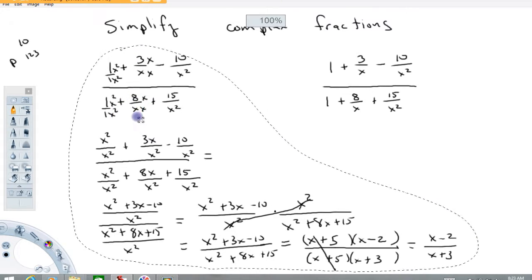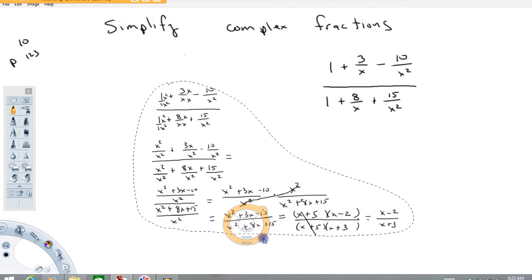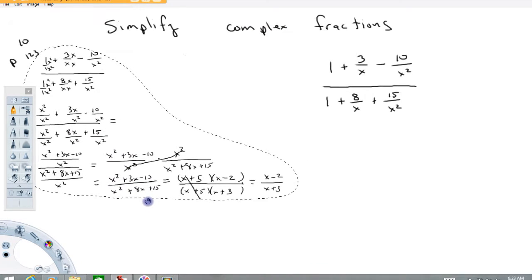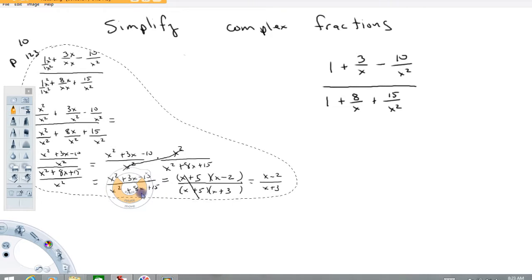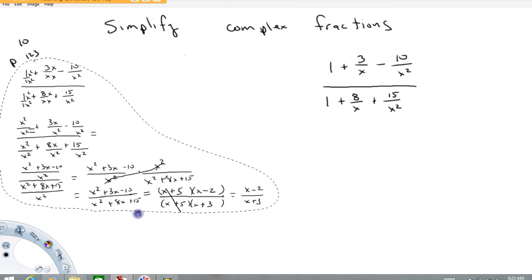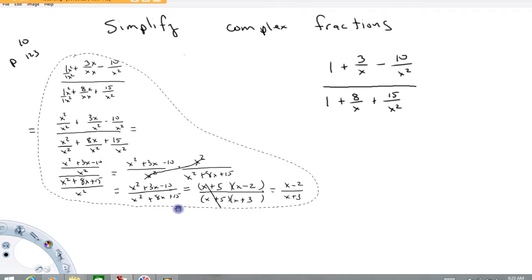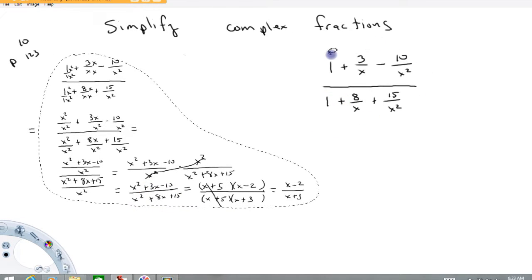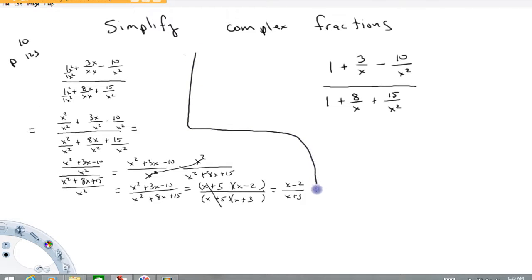I need some room, so if you don't mind, I'm going to shrink this work down and move it off to the side. All right, good enough. Now we'll try the same problem again. So method number 2 here that we're going to use is what I always call the fraction killer method.